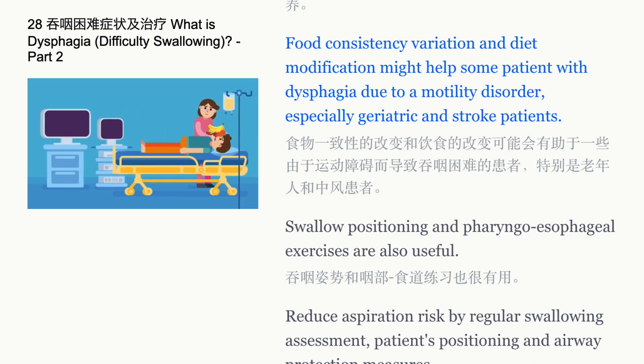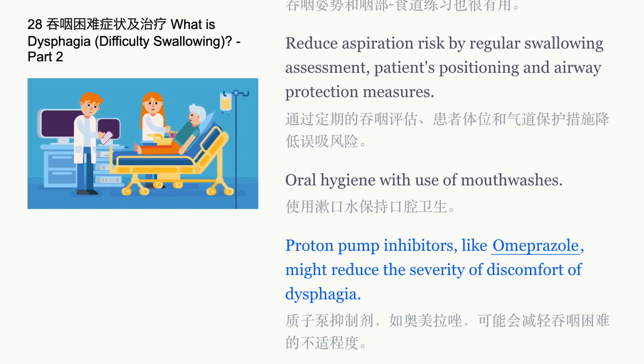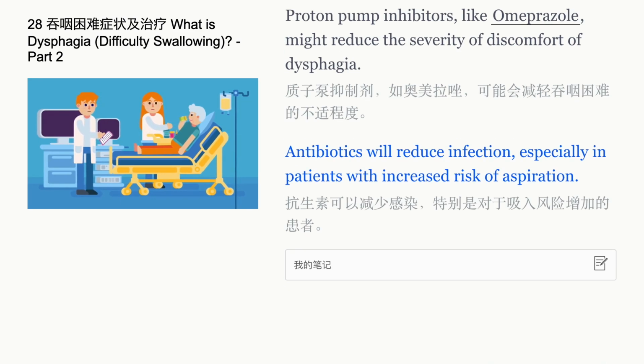Food consistency variation and diet modification might help some patients with dysphagia due to motility disorder, especially geriatric and stroke patients. Swallow positioning and pharyngo-esophageal exercises are also useful. Reduce aspiration risk by regular swallowing assessment, patient's positioning and airway protection measures. Oral hygiene with use of mouthwashes. Proton pump inhibitors, like omeprazole, might reduce the severity of discomfort of dysphagia. Antibiotics will reduce infection, especially in patients with increased risk of aspiration.